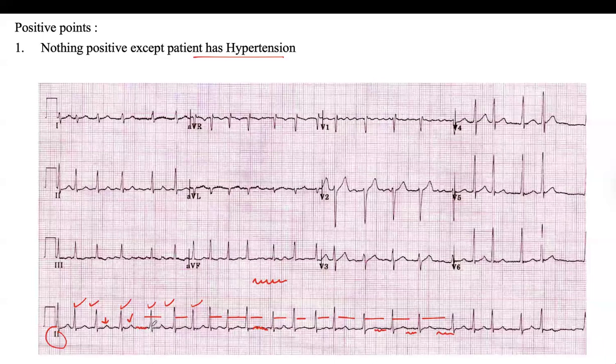QRS complex. If it looks narrow, you say narrow. This doesn't look narrow, so it's normal. QRS complex, ST is normal. T wave is normal. And QT seems to be normal as well. Okay, so that's your atrial fibrillation. Did you guys understand the ECG of atrial fibrillation? Do you want me to explain any more?